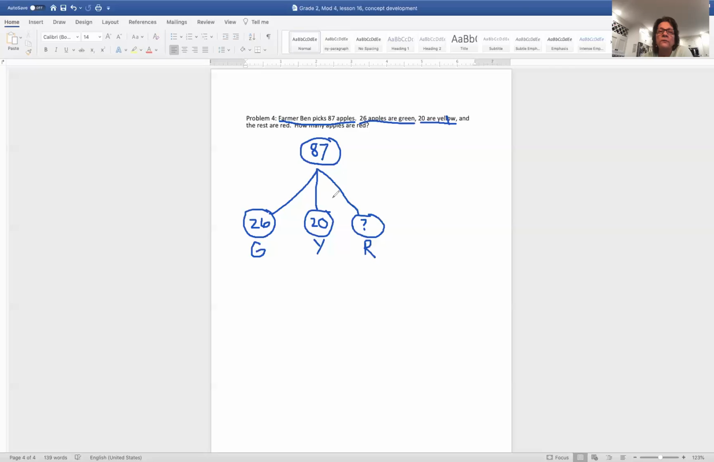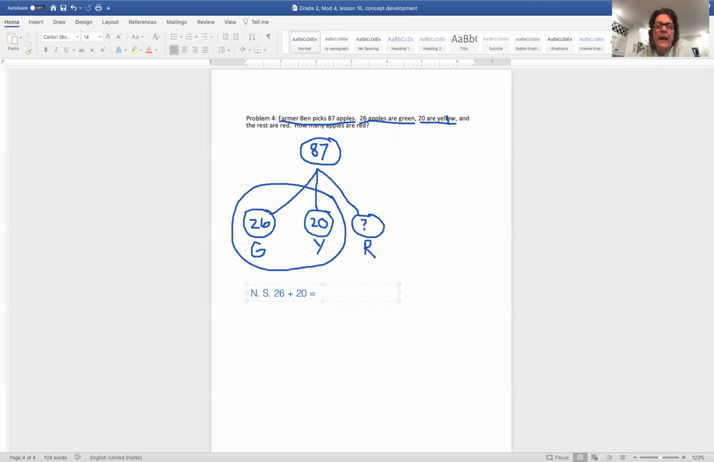So I'm going to show you what we're going to do. And I don't know if this is what your teacher did yesterday, but I'm going to make this 3-part number bond into a 2-part number bond. So I'm going to draw a big circle here around the green and the yellow. And that circle kind of means I'm bringing those numbers together. So what do I want to do with those numbers if I'm bringing them together? I want to add them. So my first number sentence will be to add the green apples and the yellow apples. So I'm going to take 26, and to that I'm going to add 20.